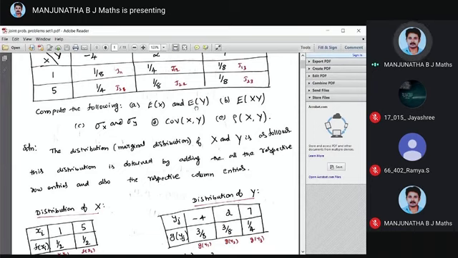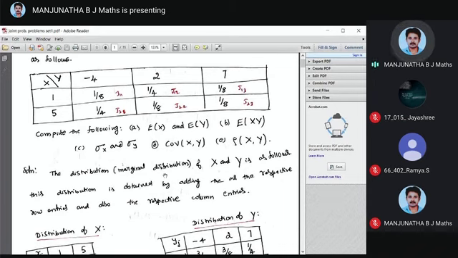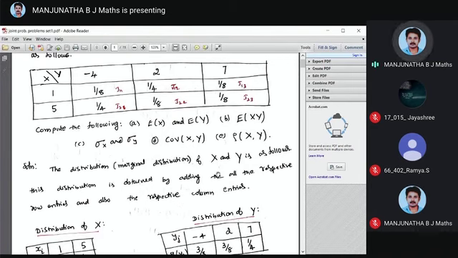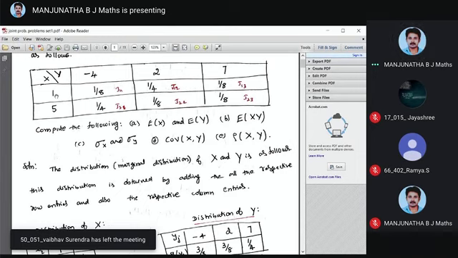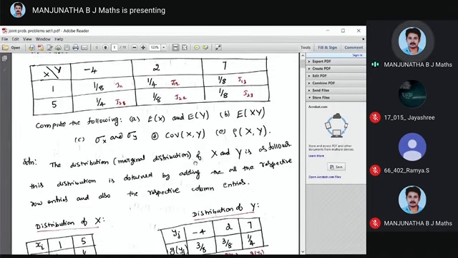Just look at this here. Find expectation of x and y, sigma x, sigma y, covariance of xy, rho of xy. The marginal distribution of x and y is as follows. How do you write that? The distribution is obtained by adding all the respective row entries. Respective row entries means that is x1 is 1. Sum of row entries, that is the distribution for x. So how to write the distribution for y? Respectively, for x it is the row entry, for y it is the column entry.